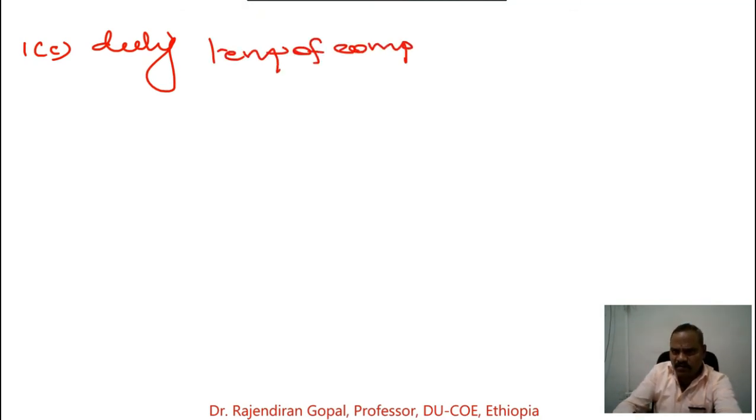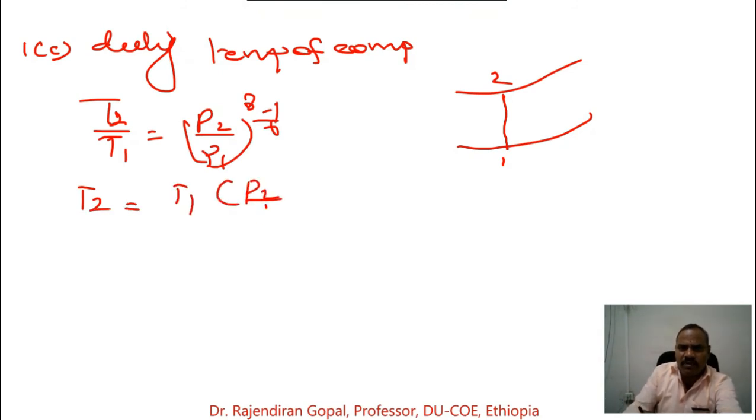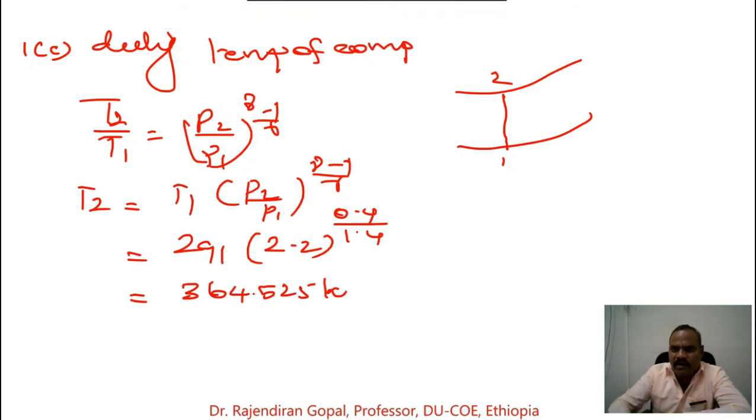Now 1C is the delivery temperature of the compressor. For isentropic compression from state point 1 to 2, we know that T2 by T1 is equal to P2 by P1 whole to the power gamma minus 1 by gamma. T2 is equal to T1 into P2 by P1 whole to the power gamma minus 1 by gamma, that is equal to 291 into 2.2 all to the power 0.4 divided by 1.4, we get 364.525 Kelvin. However, the actual compression deviates from the ideal compression, that is 2 dash.